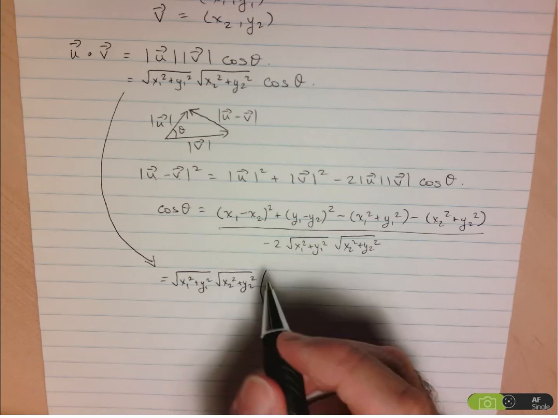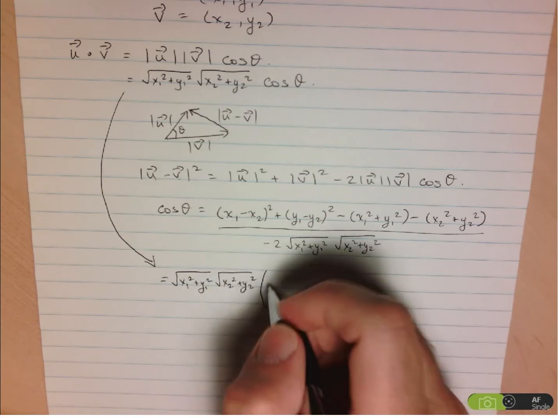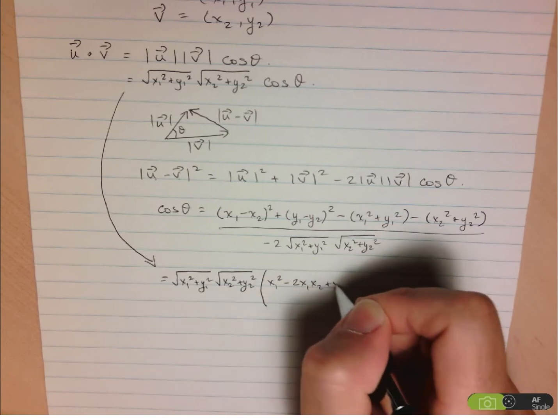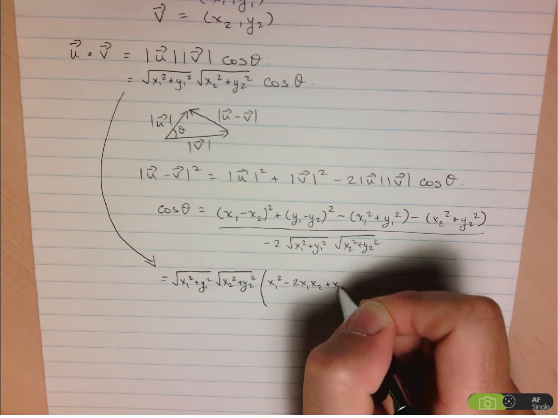So let's multiply x1 minus x2 by itself. So we have x1 squared minus 2x1 x2 plus x2 squared. Okay, then we've got plus y1 squared minus 2y1 y2 plus y2 squared. Okay, and then we are going to subtract these. So hopefully I don't run out of room. Minus x1 squared minus y1 squared. And then minus x2 squared minus y2 squared. All over this denominator.